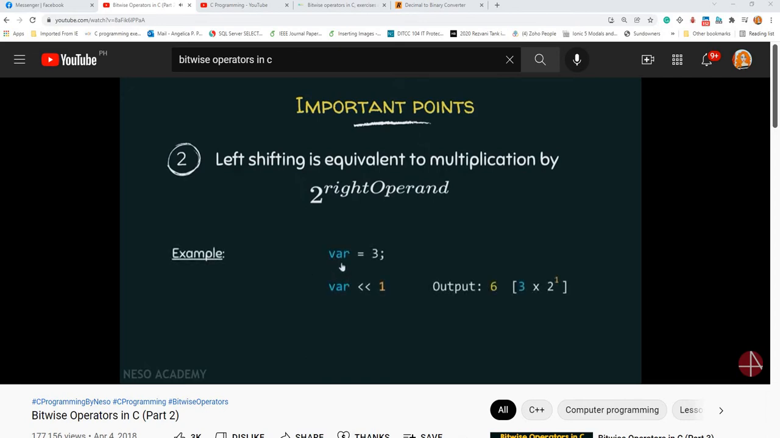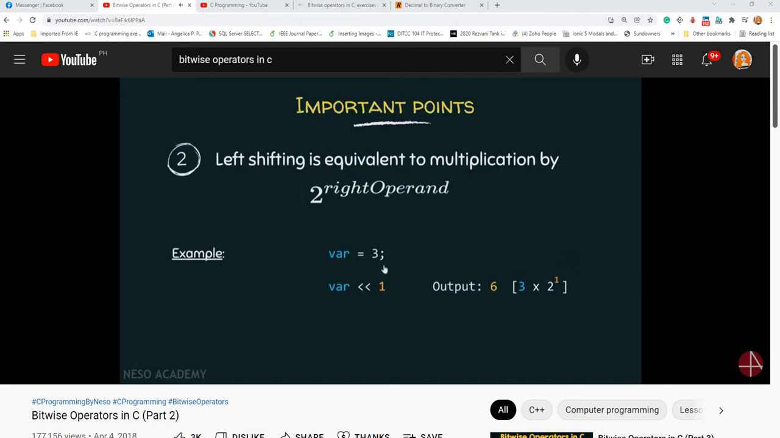Here the variable contains the value 3 and we are trying to shift the bits of this value towards the left by 1 position. We know the output of this is 6. But how? Simply, 3 is multiplied by 2 raised to the power 1. 1 is our right operand, isn't that so?